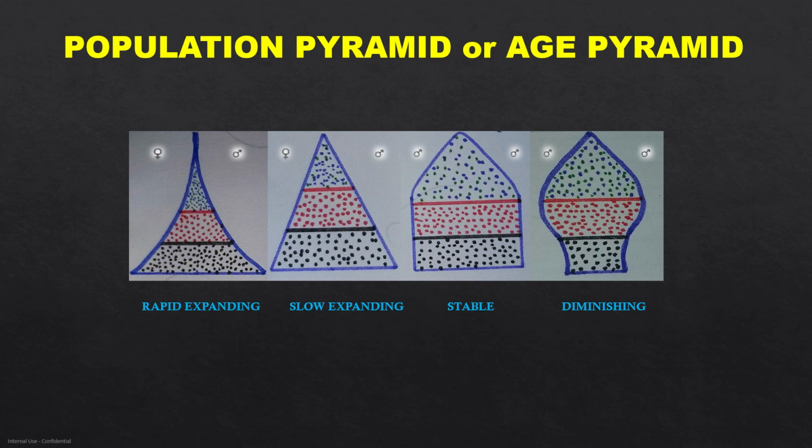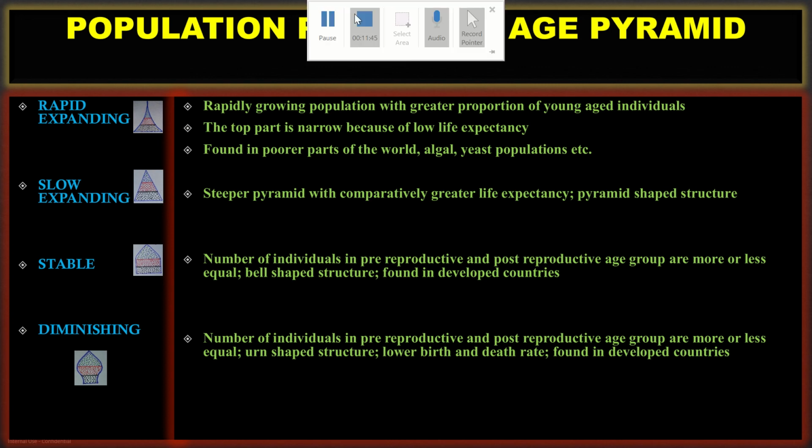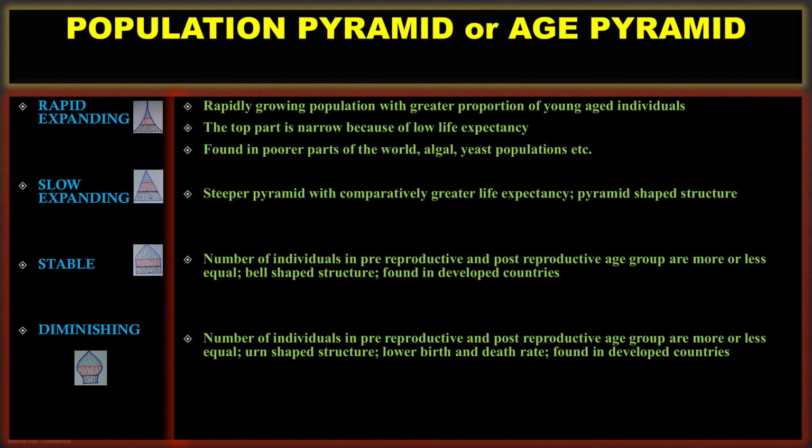So here we'll first talk about a rapidly expanding population. Here, the population is rapidly growing with a greater proportion of young individuals. The top part is narrow because of low life expectancy. It is found in poorer parts of the world. Examples are algal populations and yeast populations.